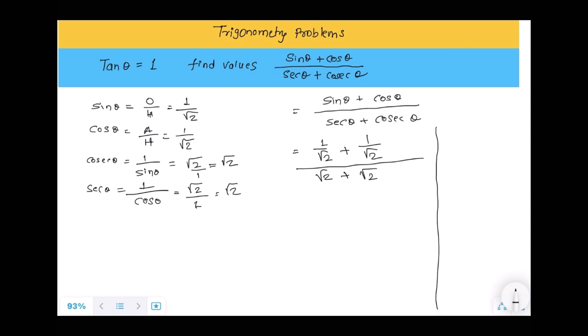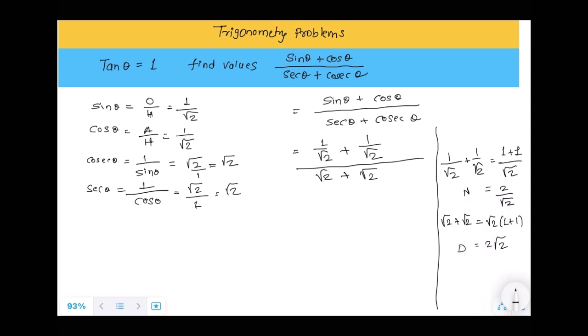Let's simplify numerator first. Numerator is 1 upon root 2 plus 1 upon root 2. So that means base is common, so we can add both 1 plus 1 directly. 1 plus 1 upon root 2, that means 2 upon root 2. So numerator is 2 upon root 2. Let's simplify denominator. Root 2 plus root 2 is equal to, we have taken root 2 common out of this. So root 2 into the bracket 1 plus 1. That means 2 root 2. So numerator is 2 upon root 2, denominator is 2 root 2.